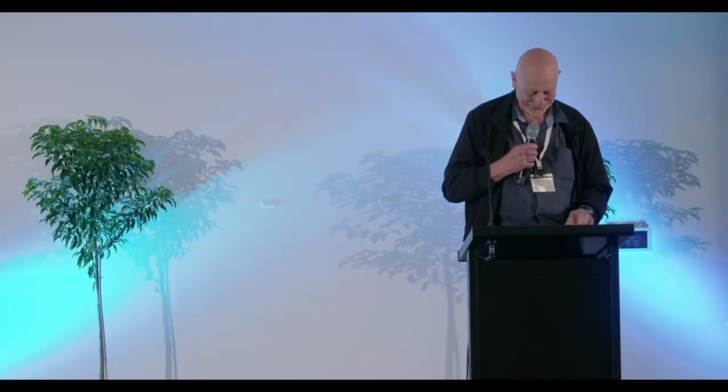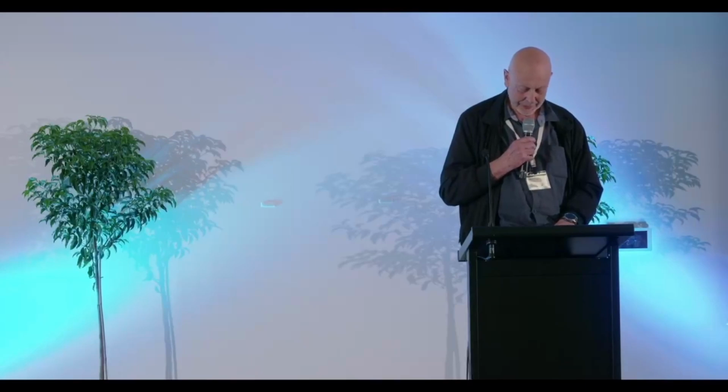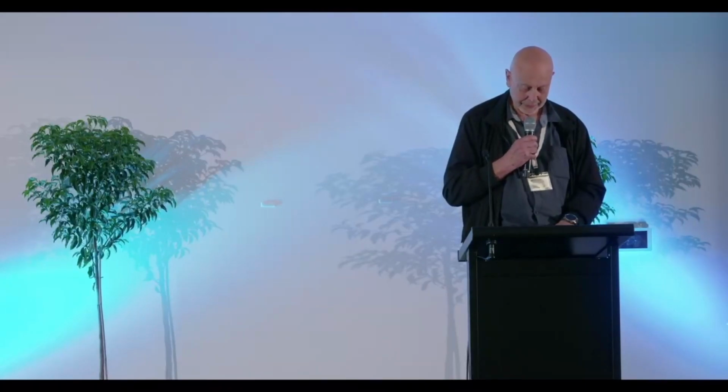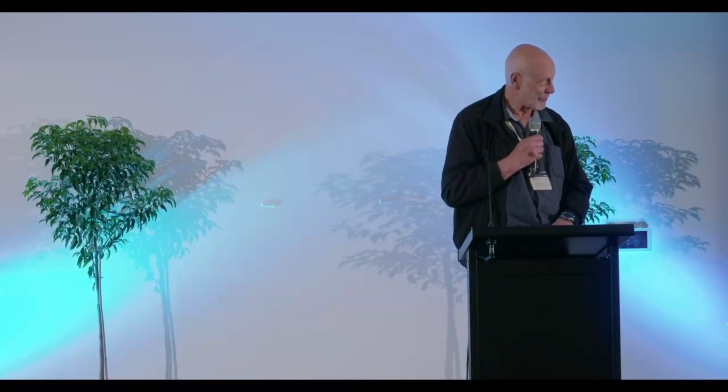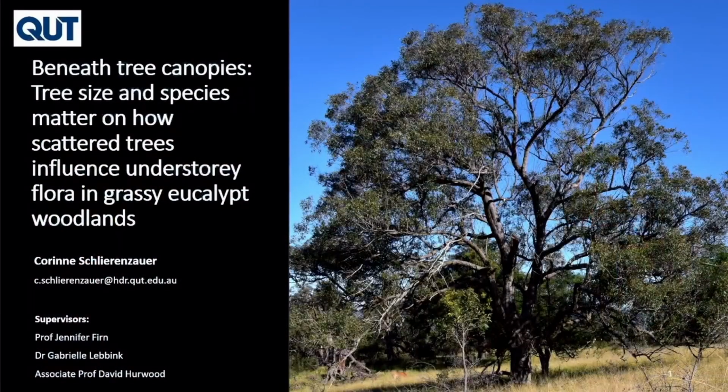Here you are. Corinne Schlierenzauer, and Corinne's a PhD candidate at the Queensland University of Technology, studying the pattern and distribution of native and non-native plants in grassy woodlands. She's interested in ecosystem management, plant-animal interactions, and conservation biology. It's a good combination. Her title of her talk is Scattered Trees Influence Understory Flora in Grassy Eucalypt Woodlands, depending on tree size and species. Thanks, Corinne.